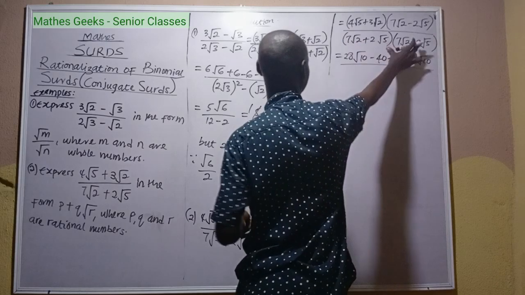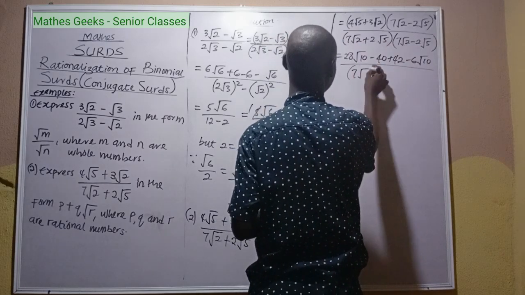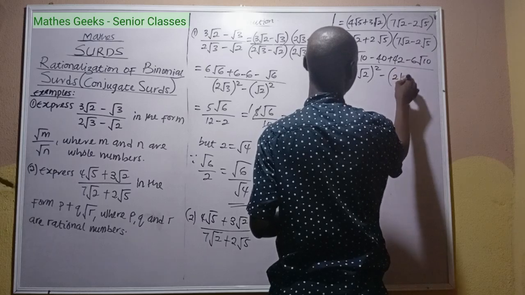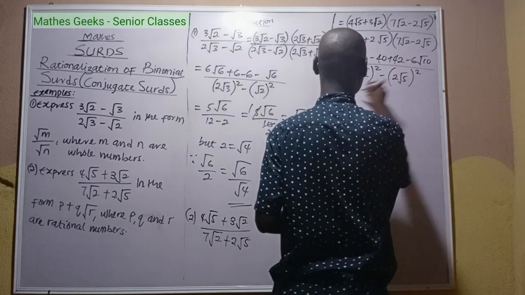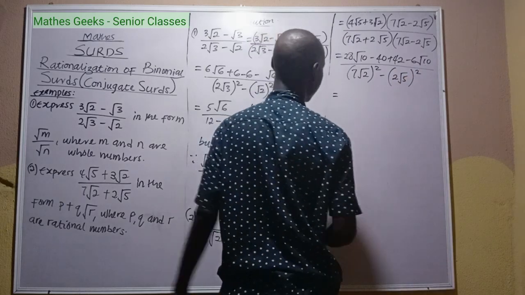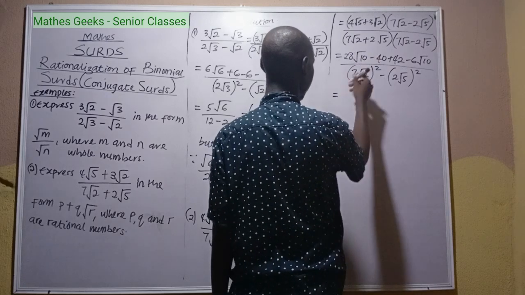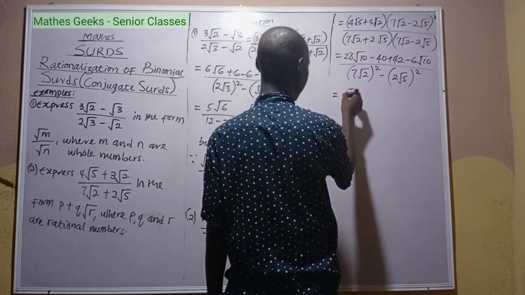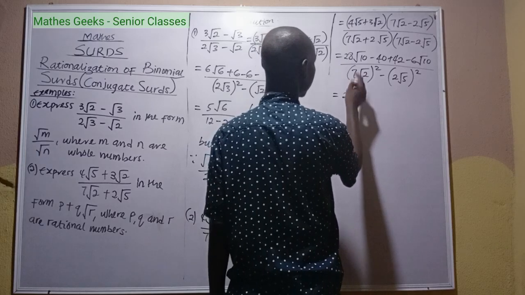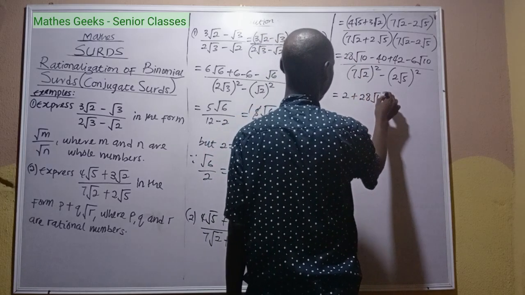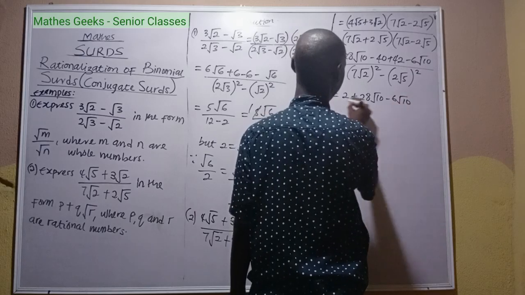And here the denominator will be a difference of two squares: 7 root 2 squared minus 2 root 5 squared. In the numerator, minus 40 plus 42 will give us 2. So 2 plus 28 root 10 minus 6 root 10.